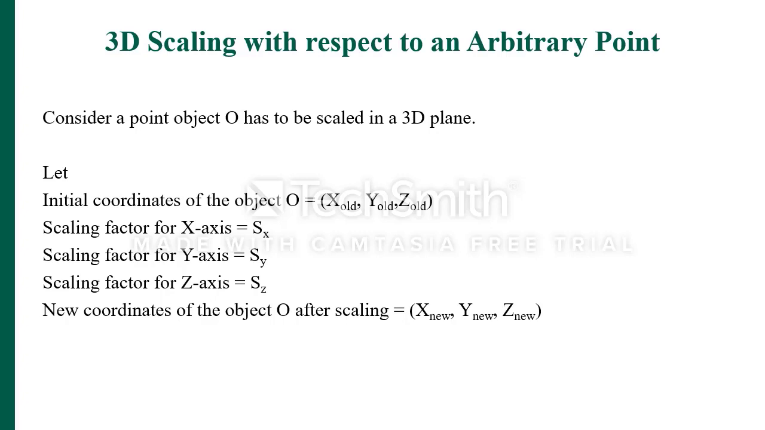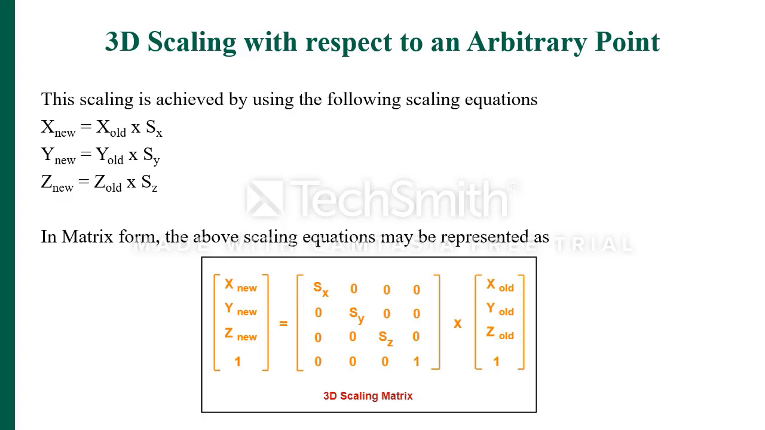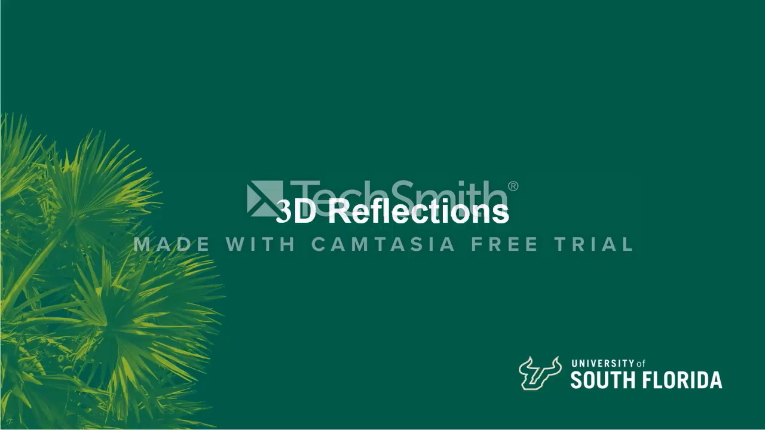For example, let us take initial coordinates x, y, z, and let the scaling factor of x be Sx, the scaling factor of y be Sy, and the scaling factor of z be Sz. The new coordinates are x new, y new, and z new. x new is defined as x old times Sx, which is the scaling for the x axis, y new is y old times Sy, which is the scaling for the y axis, and z new is z old times Sz, which is the scaling for the z axis.